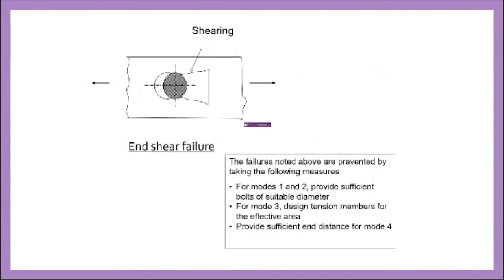And last but not least is end shear failure. This is number 4. You have to provide sufficient end distance for mode number 4. If you don't provide sufficient end distance for the design, what happens? Maybe it is not enough. Probably you should provide around 100 mm, but you only provide 60 mm. The bolts will pull all of this along, so your plate will break like this. I'm going to stop here for the theoretical part. We will continue during the next class.